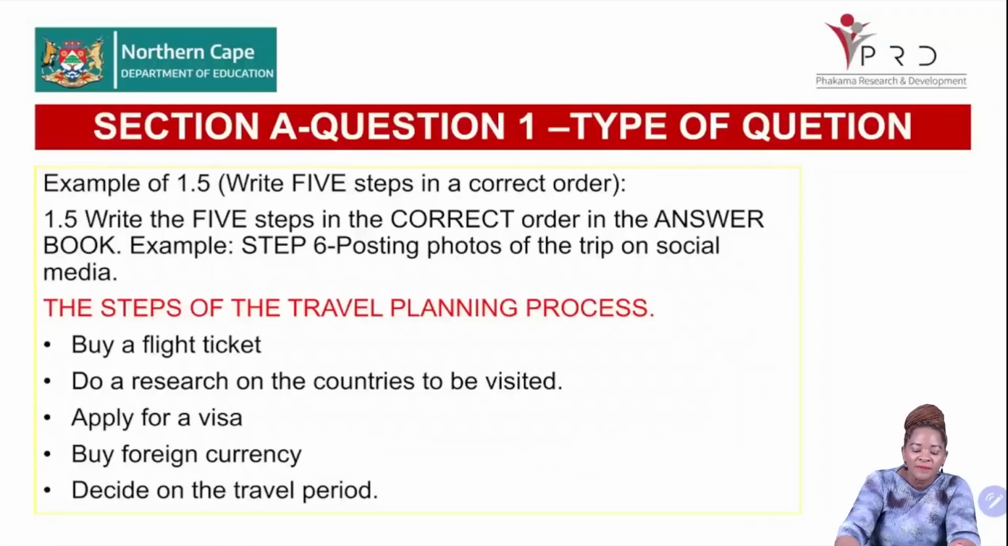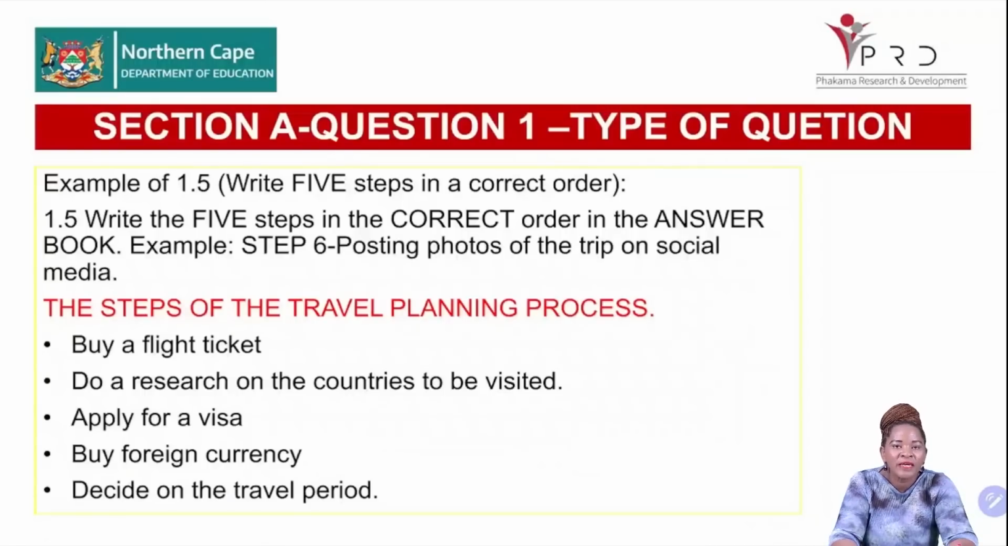Number 1, buy a flight ticket. 2, do research on the countries to be visited. Number 3, apply for a visa. Number 4, buy foreign currency. And 5, decide on the travel period.